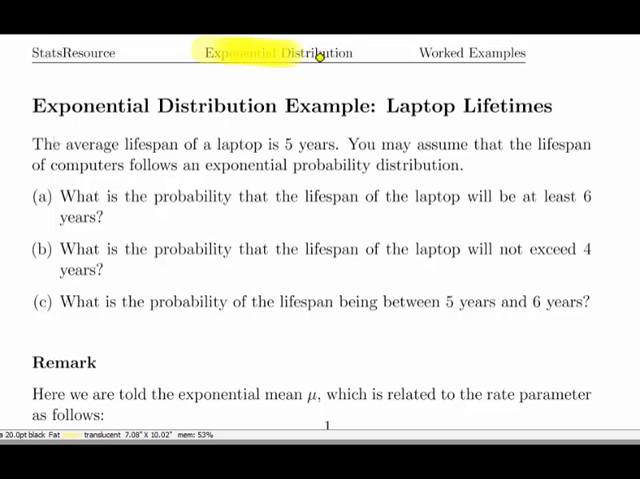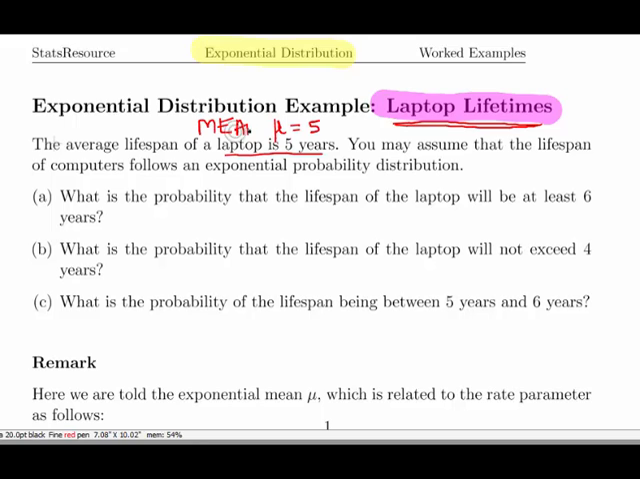Okay, in this presentation we're going to look at the exponential distribution, and what we're looking at in this particular instance is laptop lifetimes. Now, the exponential distribution is typically used to model lifetimes or durations or some period of time. The average lifespan of a laptop is 5 years. That's good going. So we're going to say that mu is equal to 5. Mu is the mean. You may assume that the lifespan of computers follows an exponential probability distribution.